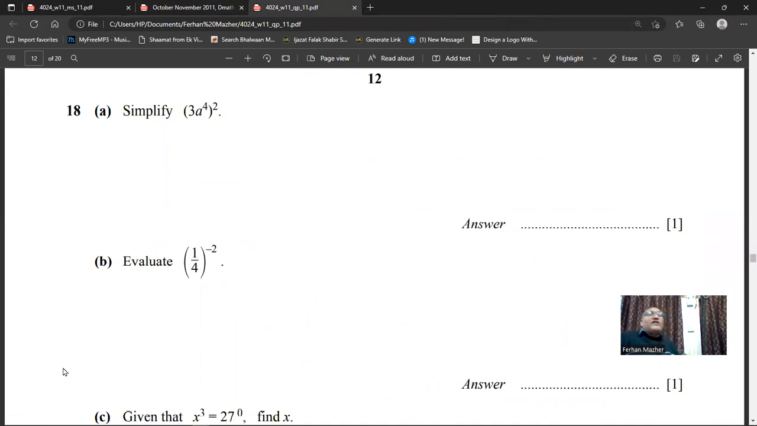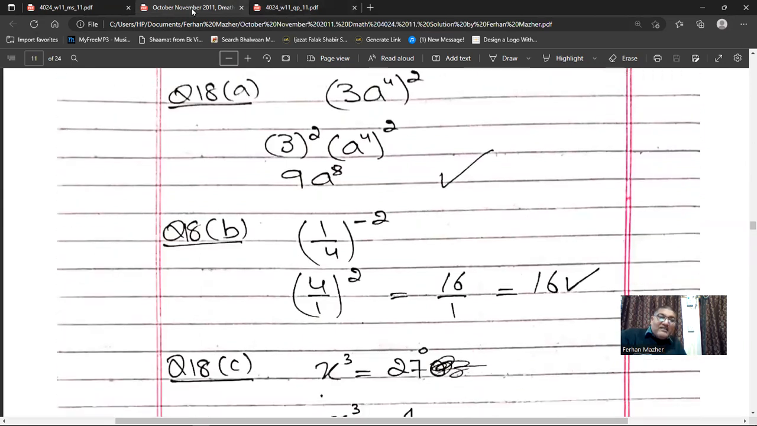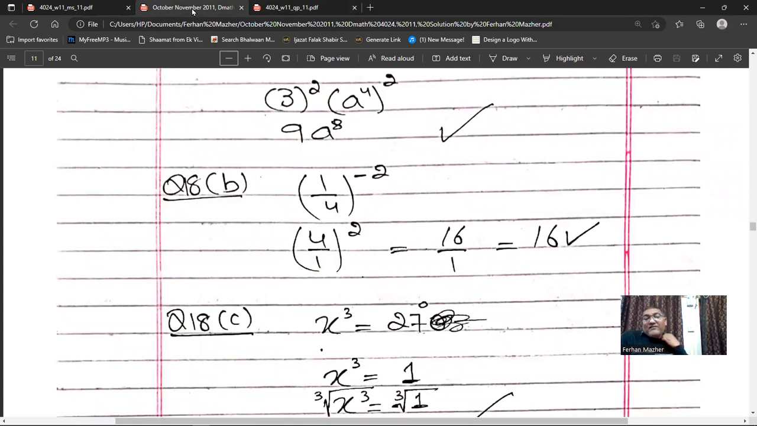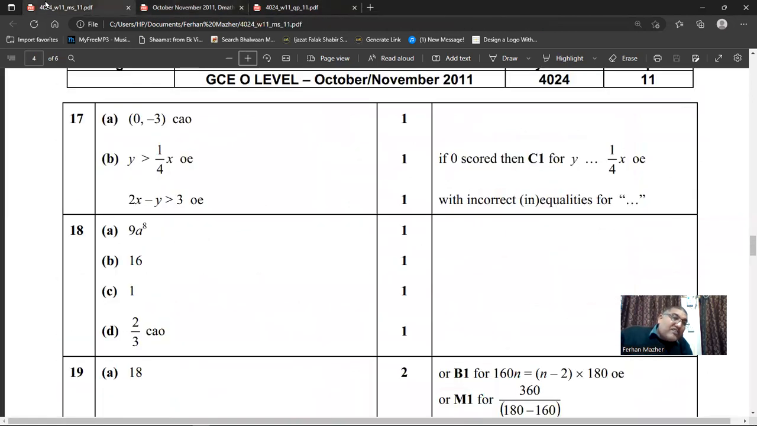So B part is evaluate 1 by 4, and then you have brackets, then you have raised to power minus 2. So because the power is negative, we will reciprocate the fraction inside the bracket, and when this happens, the power will become positive. So I will make inside the bracket 4 by 1. And when you make it 4 by 1, the power will become positive. Then 1 square will be 1, and 4 square will be 16. So your answer will be 16 by 1, and that will be 16. So question number 18, B part, 16 is the answer.